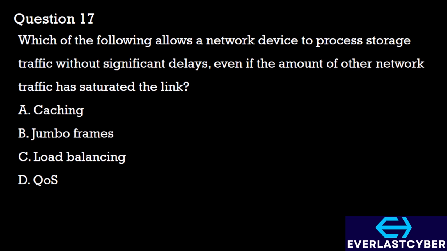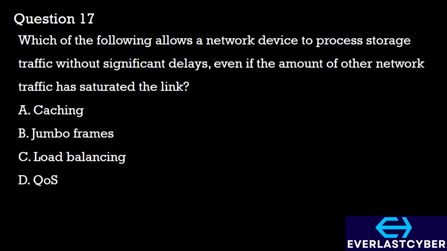Caching involves storing frequently accessed data closer to the requesting user, thereby reducing the need to retrieve it from the original source. It can improve performance for repeated accesses, but it does not address the network congestion caused by the other types of traffic. Jumbo frames allow for larger Ethernet frames, and this can reduce overhead and improve efficiency. However, it does not solve the problem of prioritizing storage traffic over other network traffic, especially when the link is saturated.